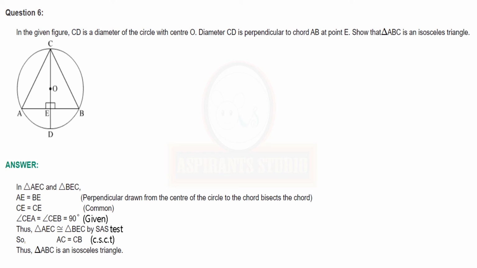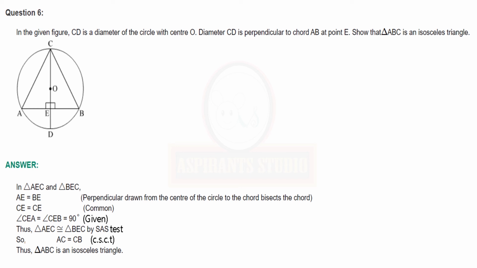Diameter CD is perpendicular to chord AB at point E. Therefore, OE is perpendicular to chord AB. You have to write that step. In the question we have no such line, so you have to write: diameter CD is perpendicular to chord AB at point E. Therefore, OE is perpendicular to chord AB. Put the symbol of perpendicular and write chord AB. Therefore, AE is equal to BE. Why? The perpendicular drawn from the center of the circle to the chord bisects the chord.